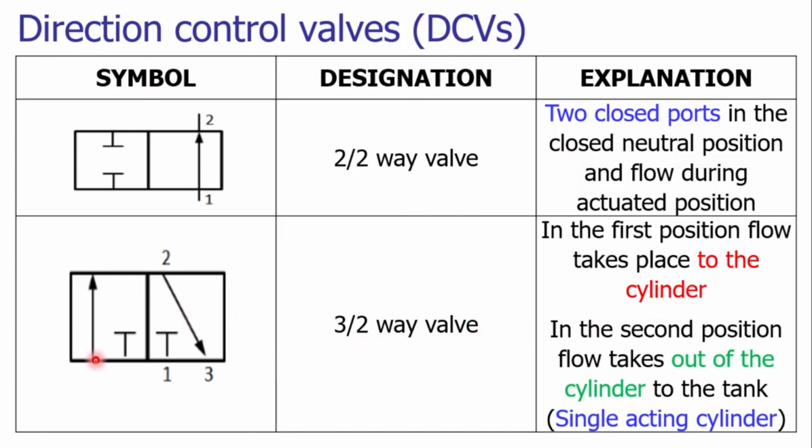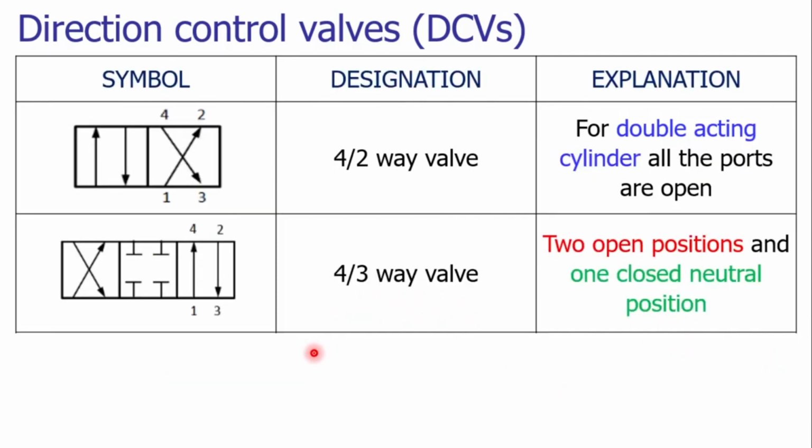From port 1, that is the pressure port, flow is going to the piston cylinder arrangement and the tank port is blocked. In the second position, the flow is taking place from the cylinder back to the tank. So this is in general the working of a single acting cylinder by using a 3 by 2 way valve, 3 ports, 2 position way valve.